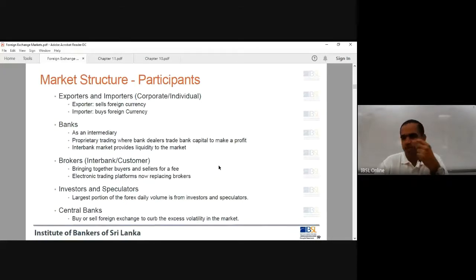The market participants: who takes part in foreign exchange markets? We will have exporters and importers, people who export and import.